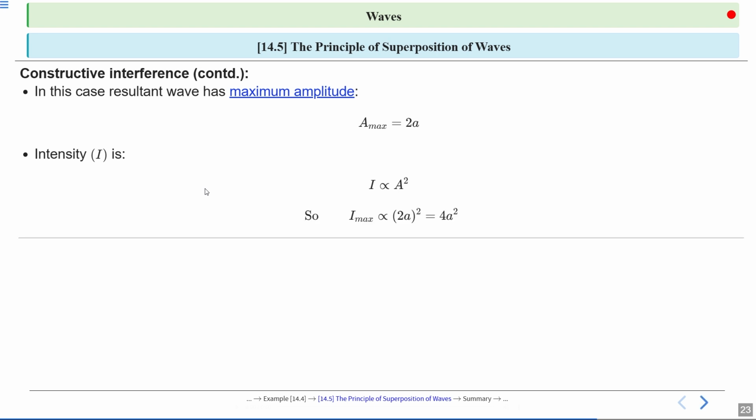So, if the amplitude doubles to 2A, the intensity becomes proportional to (2A) squared, which is 4A squared. This means the intensity is 4 times greater than for a single wave. The key takeaway is that constructive interference does not just add the amplitude, it multiplies the intensity by 4.